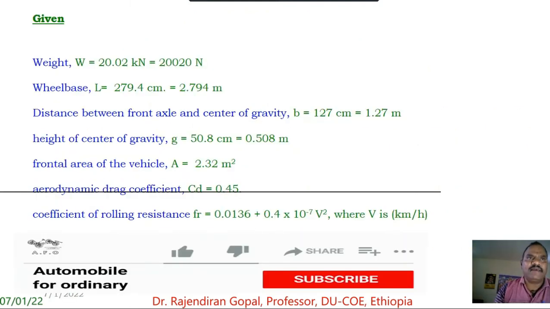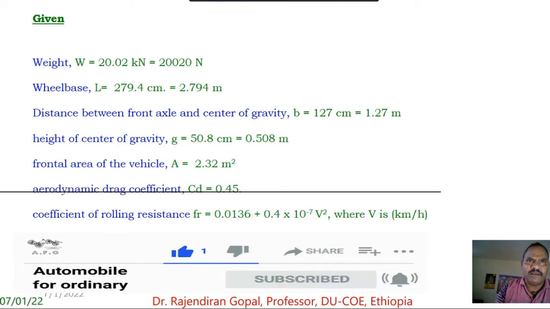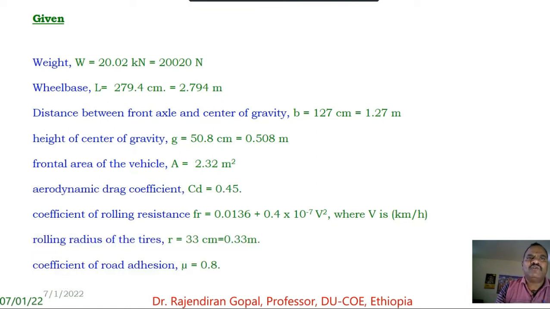In the given data, the weight of the vehicle W is equal to 20.02 kilonewton, that is equal to 20,020 Newton. Wheelbase L is equal to 2.794 meter and the distance between the front axle and center of gravity is 1.27 meter. Height of the center of gravity is 0.508. Area is equal to 2.32 meter square. Aerodynamic drag coefficient CD is equal to 0.45.